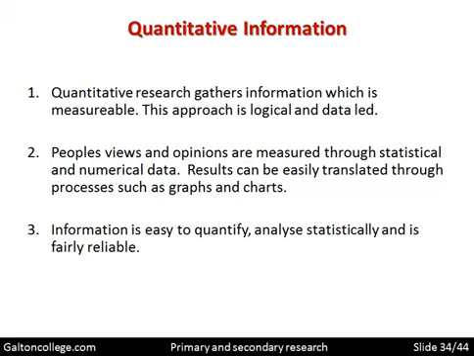Information is easy to quantify, analyze statistically, and fairly reliable. I say fairly reliable because it's numbers, and numbers tend to be unambiguous. A 5 is a 5. It doesn't matter what my opinion is, it's still 5. So information based on quantitative analysis and quantitative research tends to be more reliable, and it's easier to analyze.